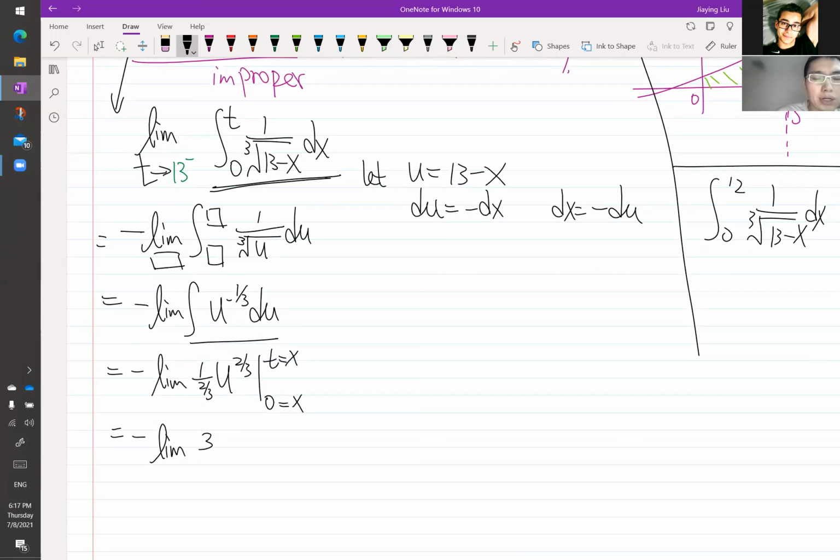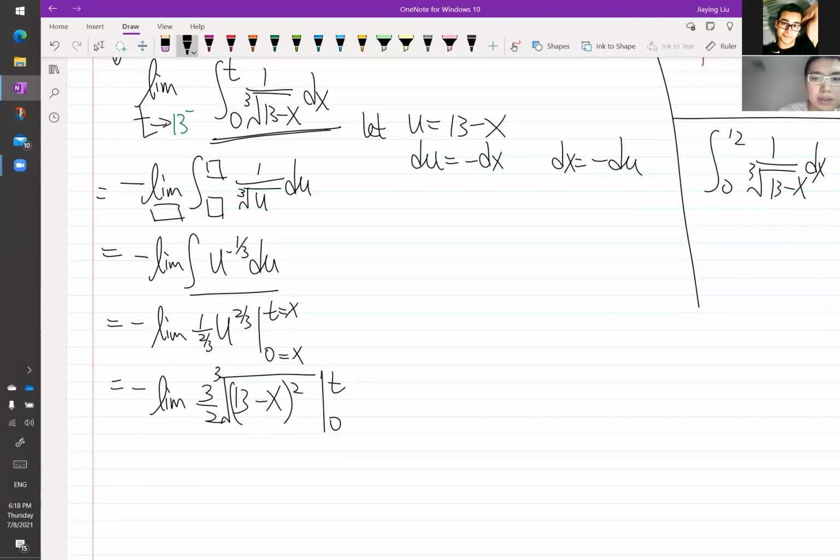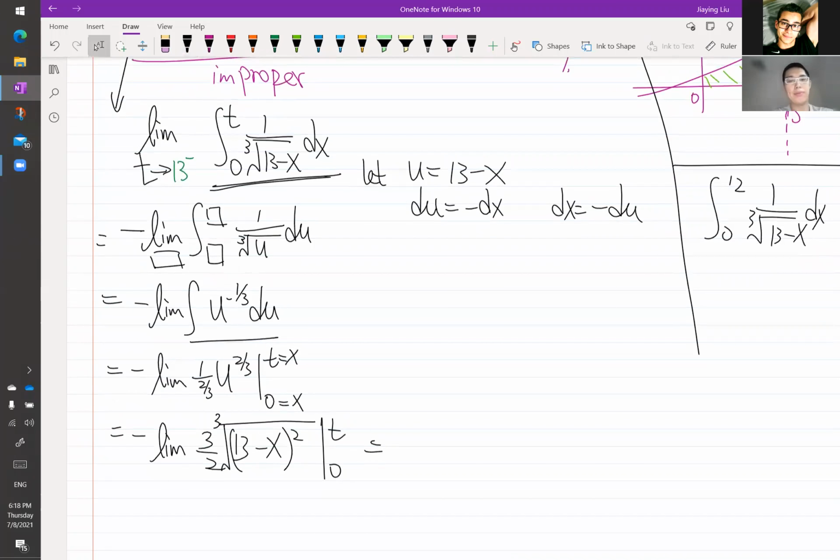So that's a negative limit. So 1 over 2 over 3, so that's 3 over 2. u is 13 minus x to the power of 2 over 3. You can write 2 over 3 in the exponent as 13 minus x squared and then cube root, if that's easier. All right, this is the cube root of 13 minus x squared. And evaluate this from 0 to t. Next step is to plug in those two boundary values, t and 0.